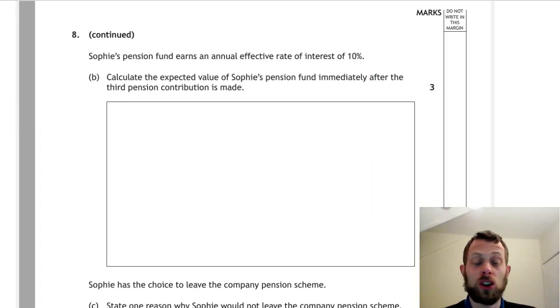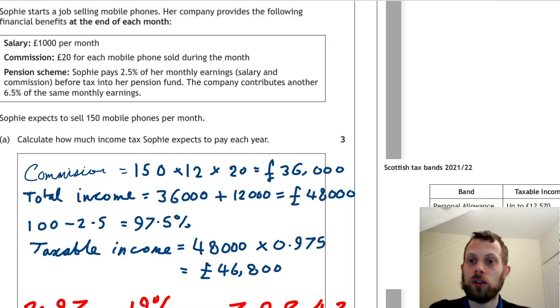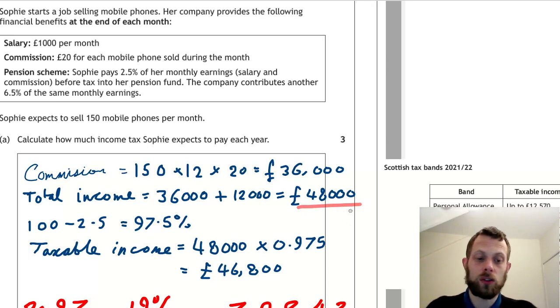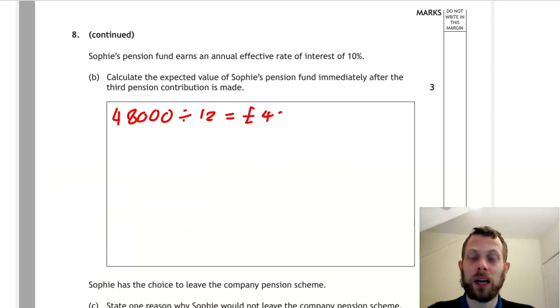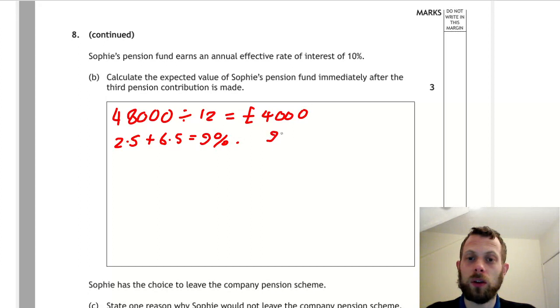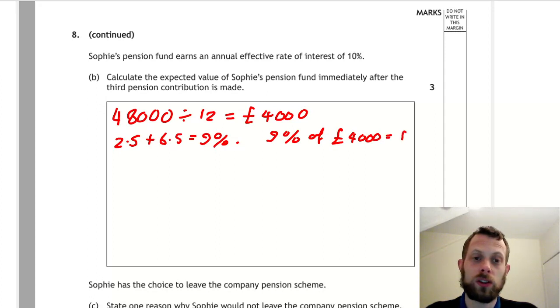So this next question is an accumulation question. Sophie has money coming into her pension fund every month, and this is 2.5% from her and 6.5% from her employer of her monthly salary. We worked out already her annual salary, £48,000. So we'll first of all make that the monthly salary. So we can see she gets £4,000 a month. And then 9% of that, 2.5 plus 6.5 is 9%. 9% of 4,000 is going to be £360.